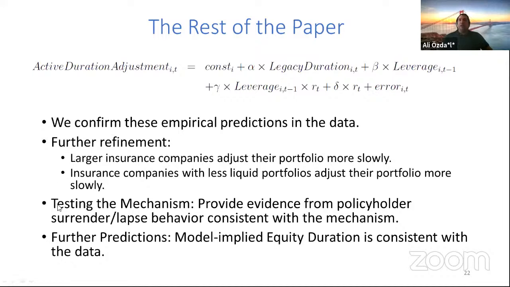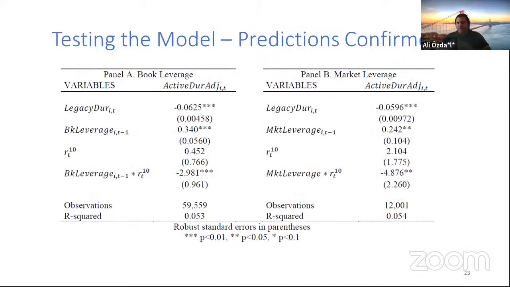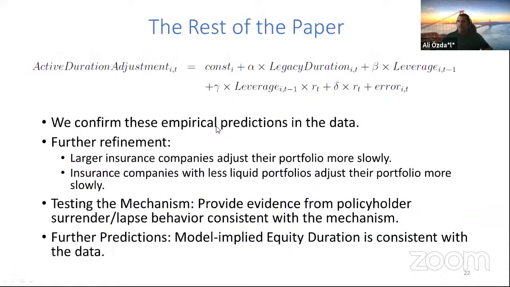All right. And then as a further test for the mechanism, we provide direct evidence that the surrender and lapse behavior are consistent with the mechanism. And then we have further predictions regarding the model-implied equity duration and compare it with the equity duration in the data. Okay, so I'm going to try to go over them as fast as I can, but again, we have about probably 10 minutes, so I might not be able to go through everything.